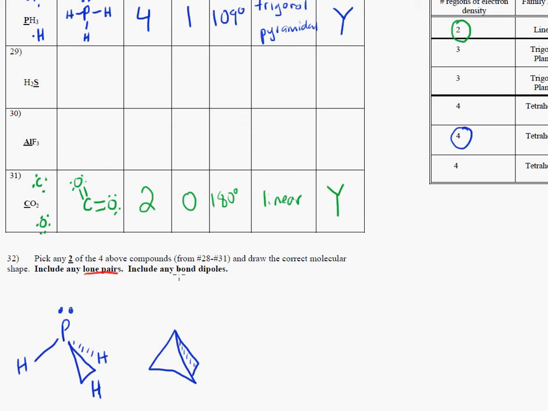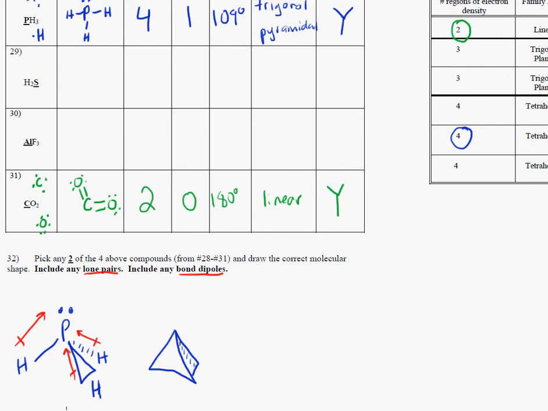I already got the lone pairs. I already did that. There should be one lone pair on the phosphorus. But I didn't show any dipoles here. So phosphorus hydrogen is slightly polar, so I'll draw a dipole indicating that the phosphorus is going to get a little bit of the hydrogen's electron density. It's pulling on a little bit.